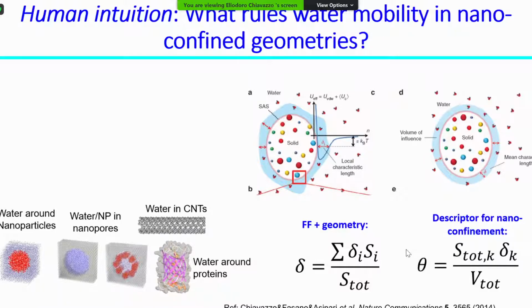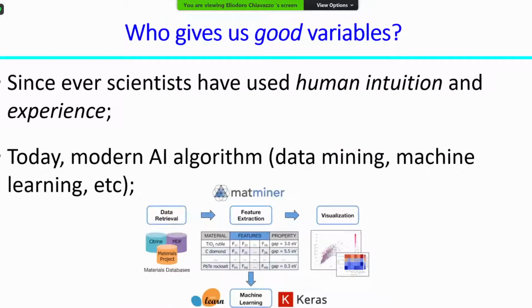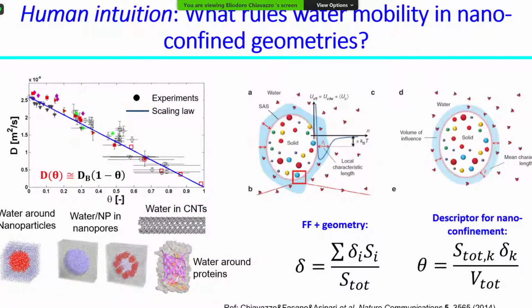And I won't go into the details, this would bring us very far, but it happens that this theta, that only depends on geometry and force field of your particles, really is in a very good correlation with the self-diffusion of water in this strong nano-confined environment. What do you need to do all this? Well, very good collaborators and a lot of patience to analyze the data.